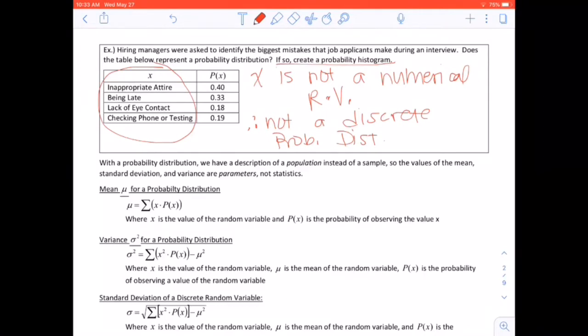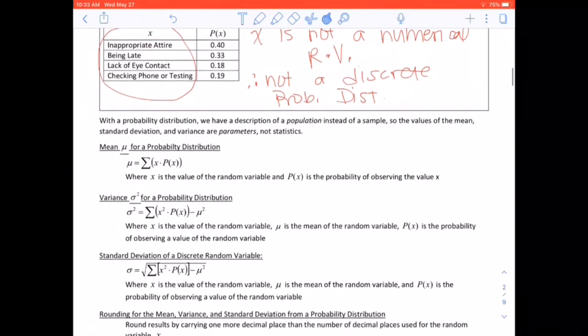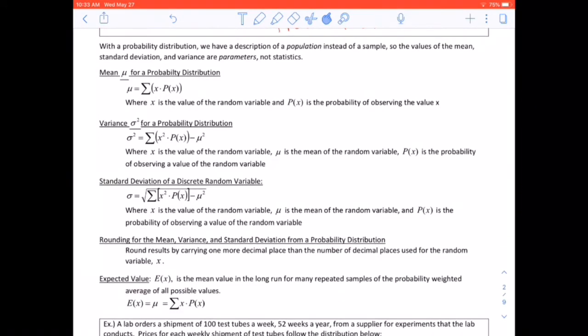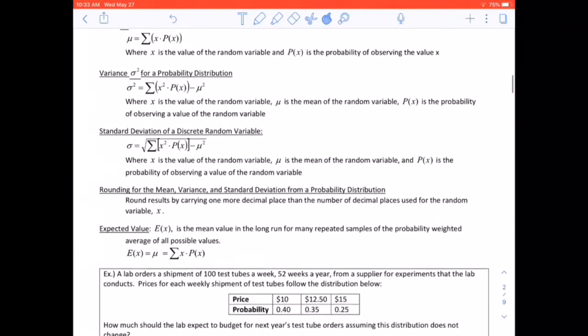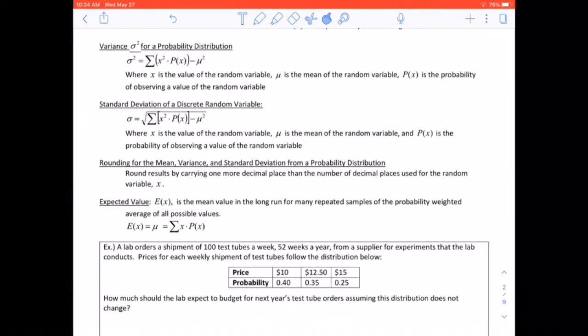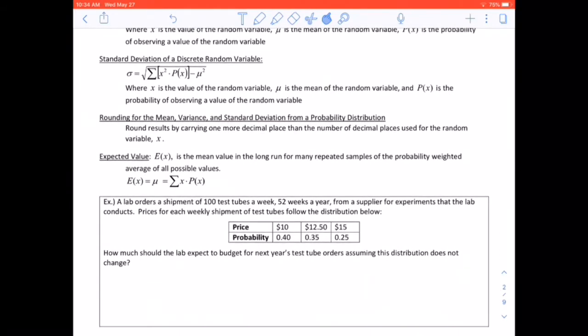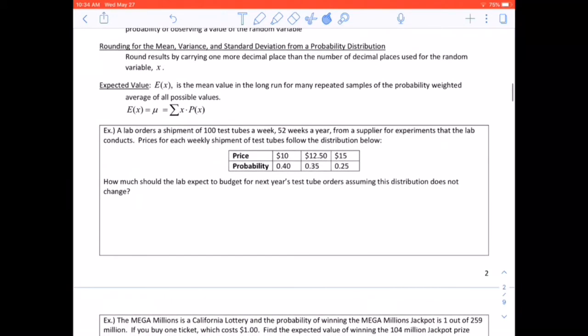So with the probability distribution, we have a description of a population instead of a sample. So the values of the mean, standard deviation, variance are parameters, not statistics. So the mean for our probability distribution is found by multiplying x times P of x and summing them all up. And again, we use mu, which is our parameter. Variance, which is sigma squared, the formula for that is given. Standard deviation, the formula for that is also given. Rounding rules. For my open math, it will tell you how to round, and then for me in class, I would tell you guys also how to round.